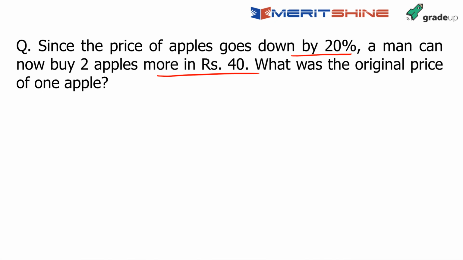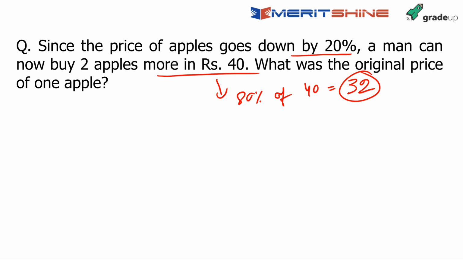Had the man not bought 2 apples more, how much would he have spent? He would have spent 80% of 40. Why 80% of 40? Because the apple's price goes down by 20%. 20% means that earlier if he was spending rupees 40, now he'll spend just 80% of it. 100% minus 20% becomes 80%. Don't ask me ye kaise aaya. Fine, it means that he would have spent only rupees 32 had he bought the initial quantity only.